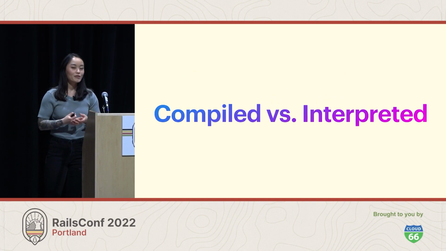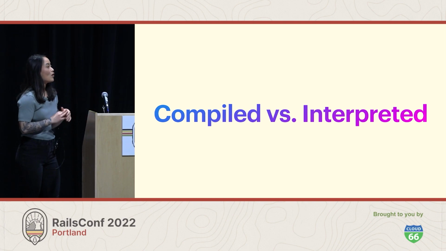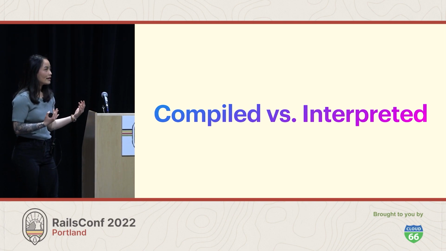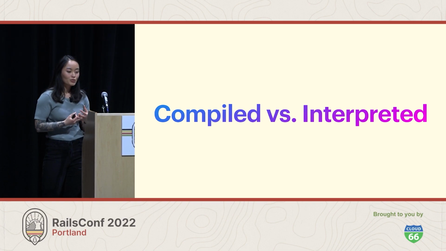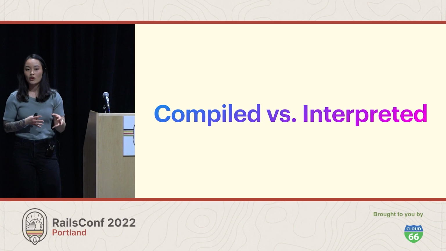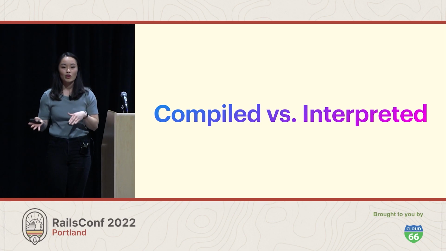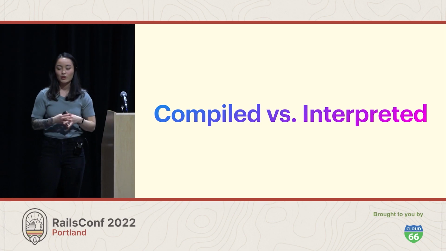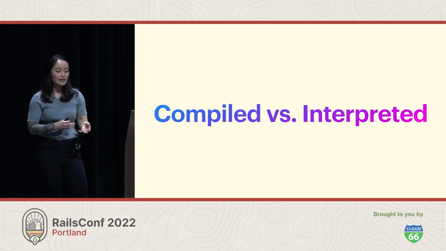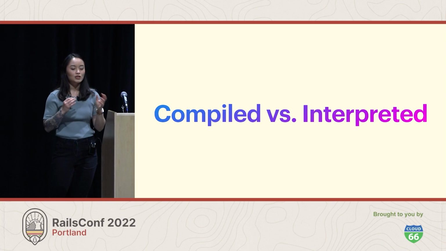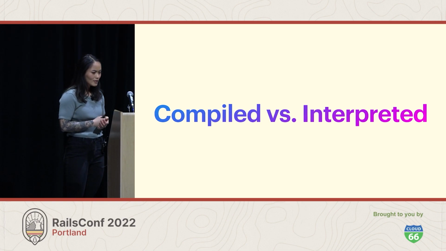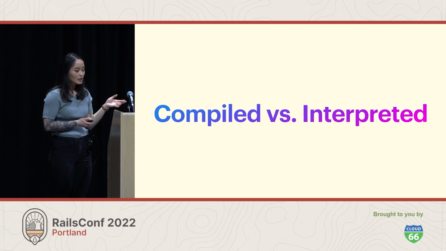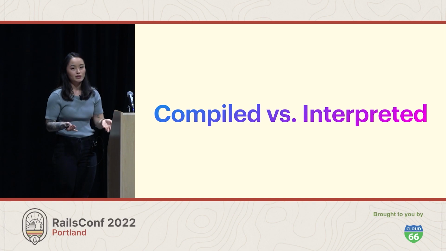What is the difference between a compiled and interpreted programming language? When we say compiled, we think of a translation of the source code into a different programming language. A prime example is when you write C code, and then you compile it, and it turns into machine code, and that can be executed by the computer. An interpreted language just takes the source code and executes it directly.